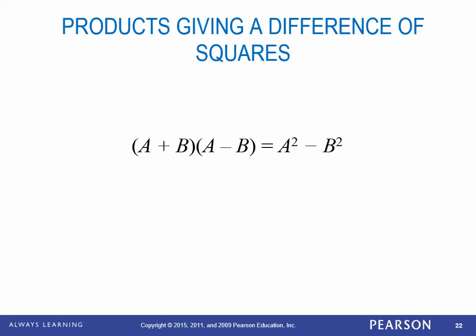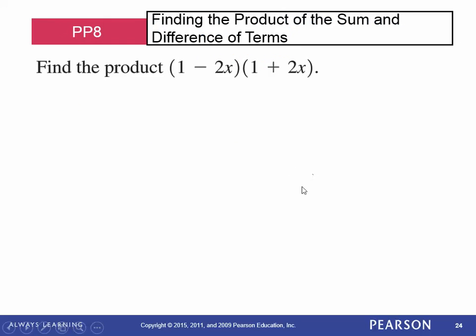So again, this is just a quicker way to do the FOIL method, because as mathematicians, totally lazy people, if we can figure out an easier way to do it, we'll do it. So your job, go. 1 minus 2x times 1 plus 2x. Square the first term, square the last term, put a minus in between, and done.